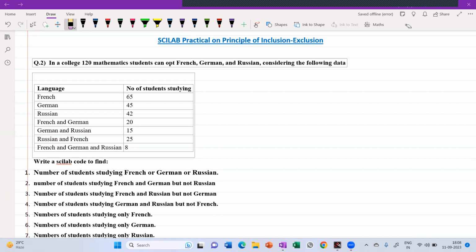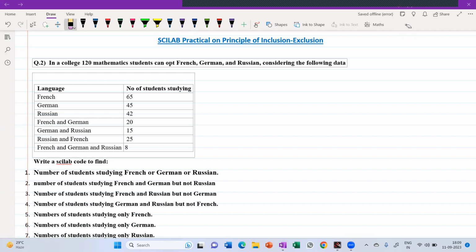So there's a question that in a college, there are 120 mathematics students who can opt either French, German or Russian, considering the following data. The data are same as per the previous question. The question says that out of 120 mathematics students, they can either opt for French or German or Russian. So it's not compulsory for the students to take any of the languages.